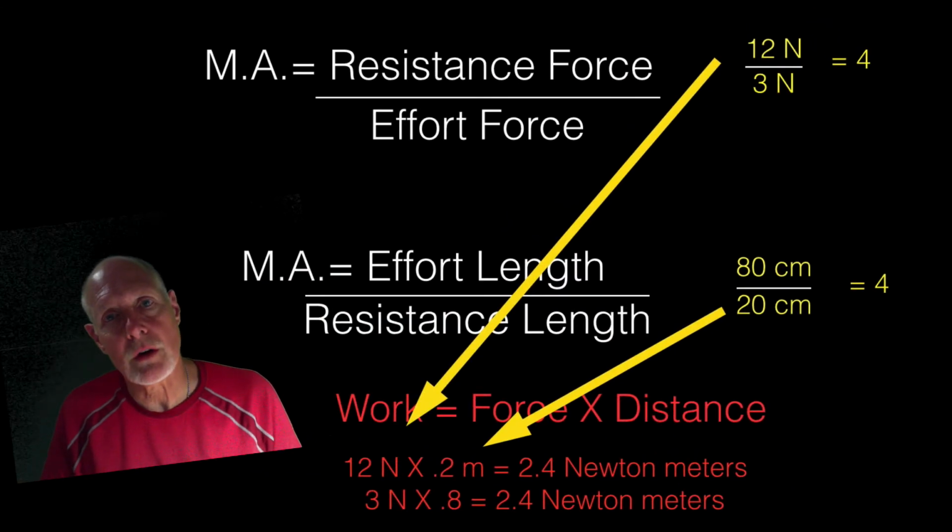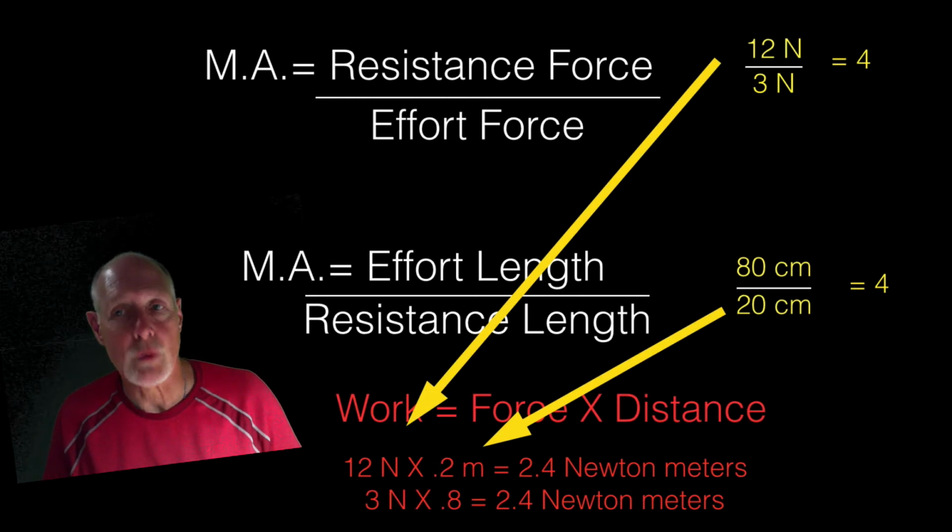So let's go back to our same example from before. Let's take the top example. We have a resistance force of 12 newtons. We have an effort force of 3 newtons. And then we also had the resistance length of 20. Let's go with that one.